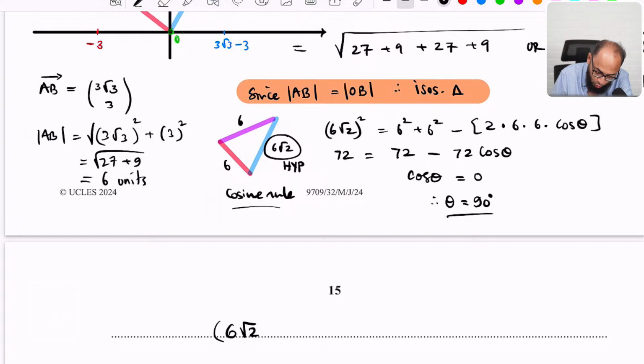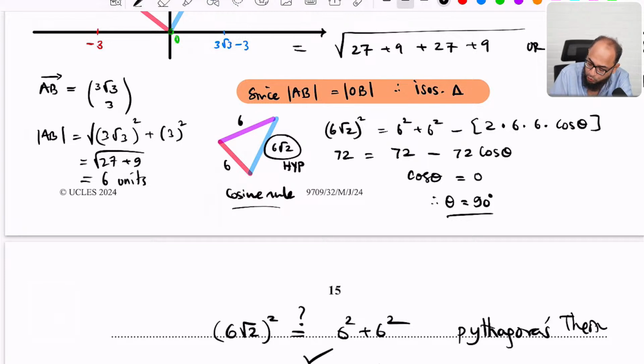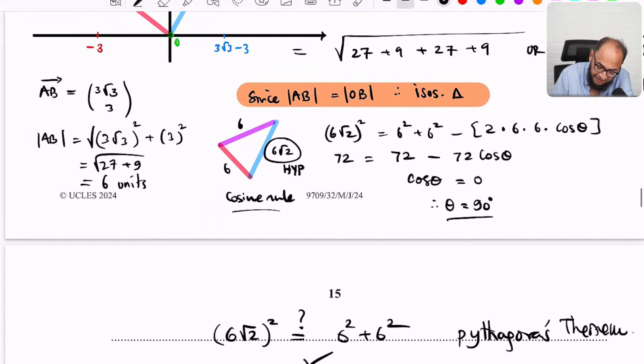Is 6 root 2 whole squared equal to 6 squared plus 6 squared? Yes. This is 36 into 2, that is 36 plus 36. Yes, it's equal. It fulfills the Pythagoras theorem. Now, sometimes you are thinking on a different level, so I went ahead and used the cosine rule. That is perfectly fine. So basically, there are two ways I did it. The first one is cosine, the second one is Pythagoras.